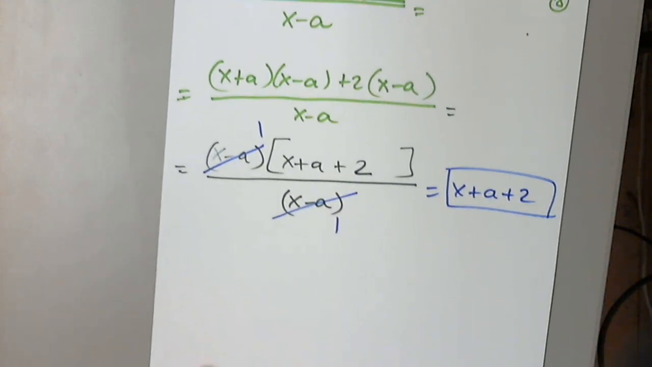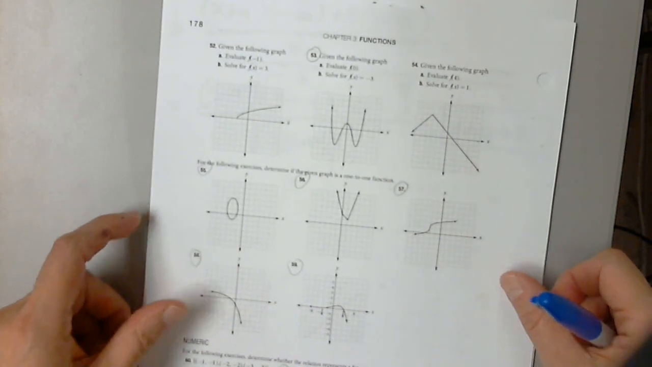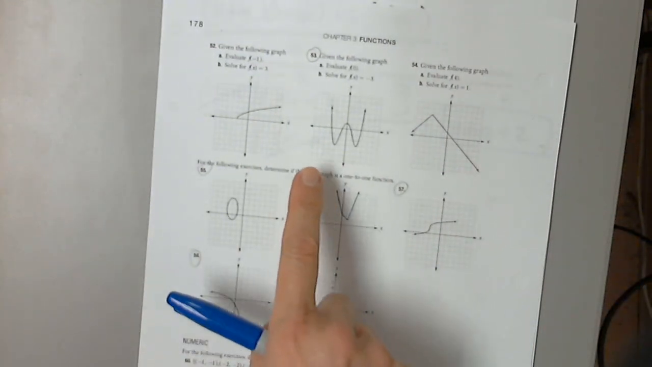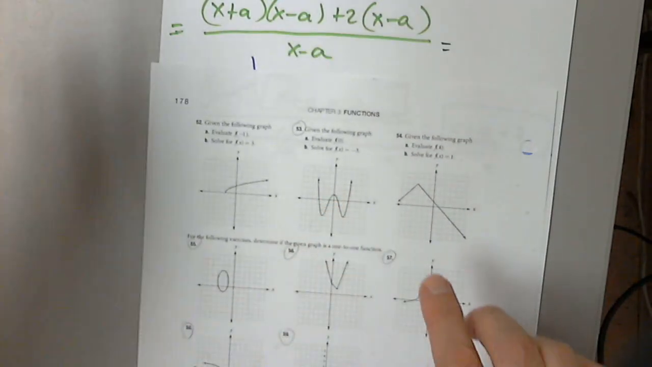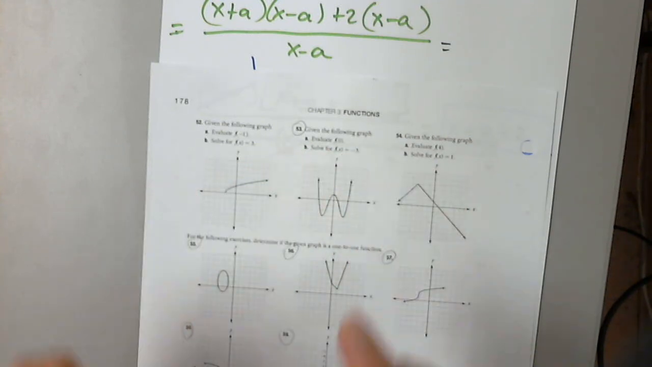I want us to look at a graph and make sure that we can evaluate from the graph and find different things that we are asked to find. So right here, 53. In 53, we are asked, given the following graph, evaluate f of 0. What does f of 0 mean, first of all?